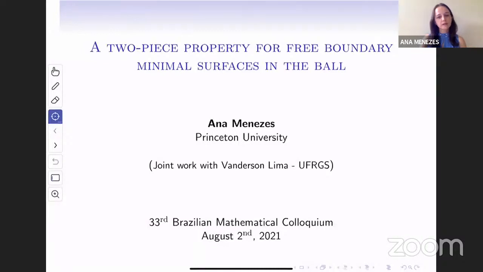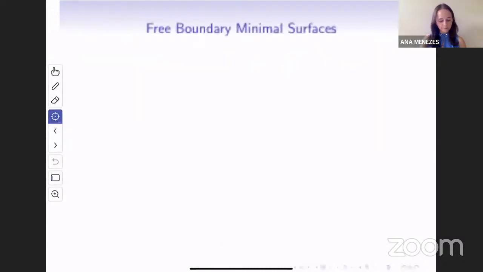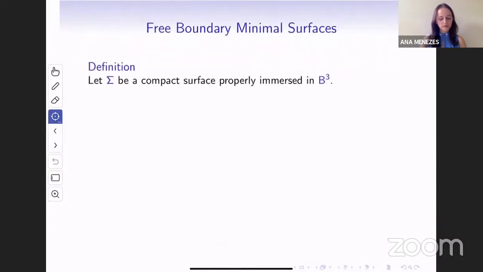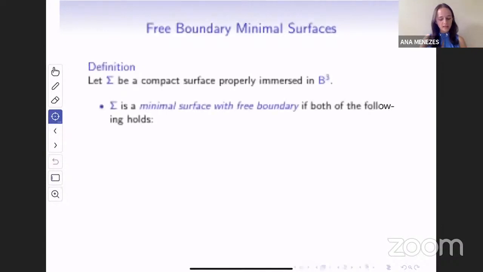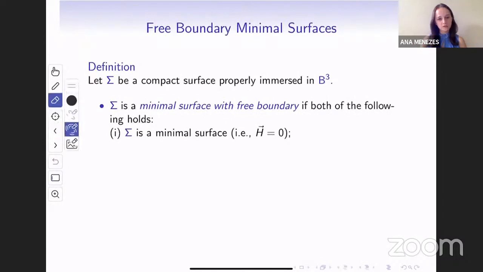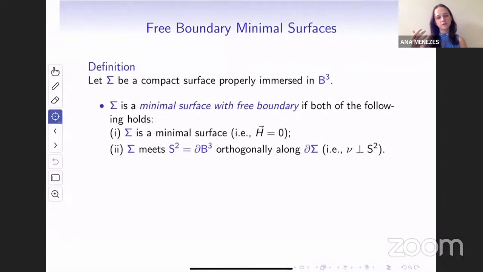So let me start by recalling the definition of a minimal surface with free boundary. You have Sigma, a compact surface properly immersed in the ball. We say that it's a minimal surface with free boundary if first it's minimal in the usual sense, so its mean curvature vector vanishes, and second, it meets the sphere with a 90-degree angle. That means that the conormal along the boundary is orthogonal to the sphere.